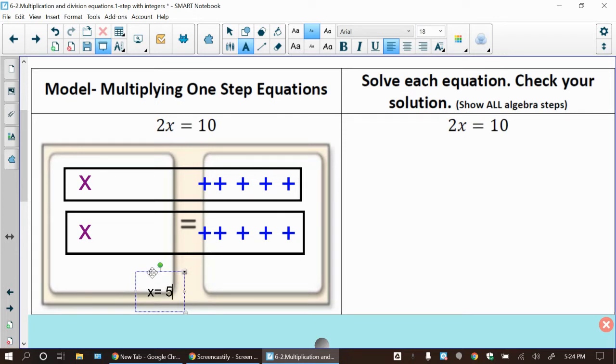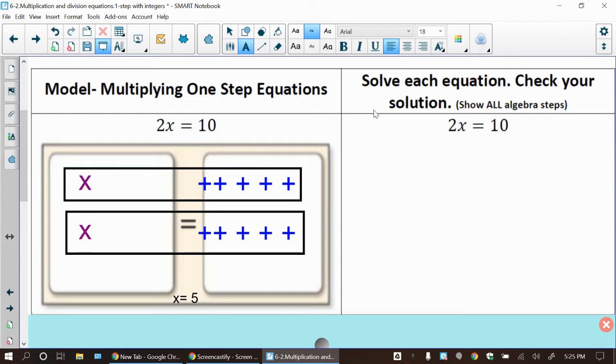Now remember, whatever you get in your modeling should be the same thing that we get when we go here for algebra. Now if you need to pause this to catch up your modeling, do so. Okay, so going to the right side, we have 2x equals 10. Remember, our job is to isolate and find out what 1x is worth. So then I see I have multiplication.